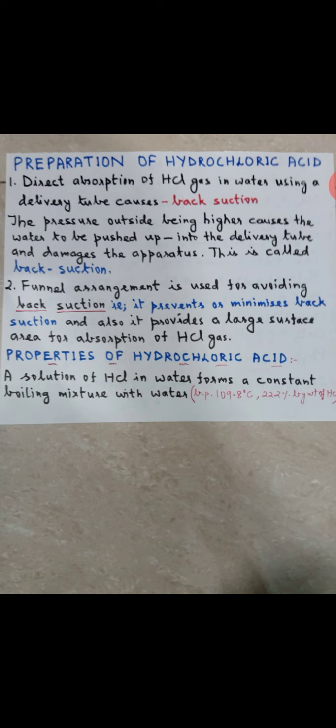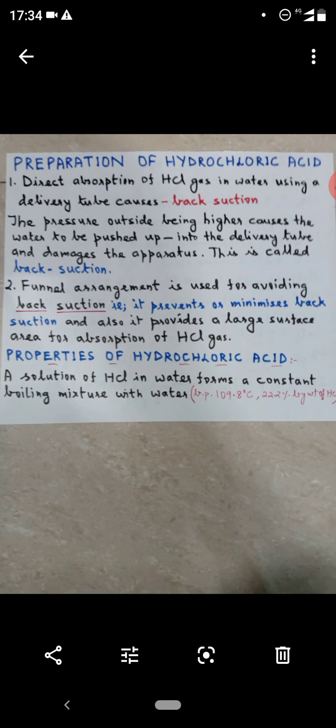Fine. Now the question is how to avoid this back suction. We can avoid it by using a funnel arrangement. Got it? See, I have written it on the screen. You can see it on the screen. Funnel arrangement is used for avoiding back suction. That is, it prevents or minimizes back suction and also it provides a large surface area for absorption of HCl. Now you will say how?